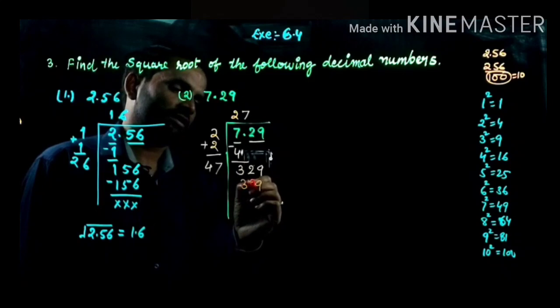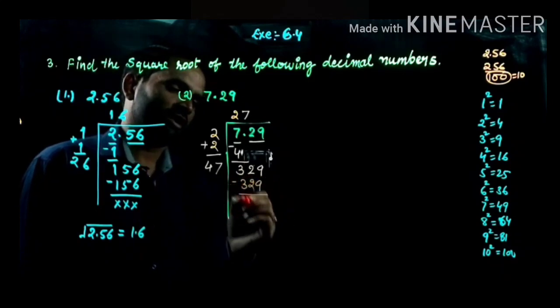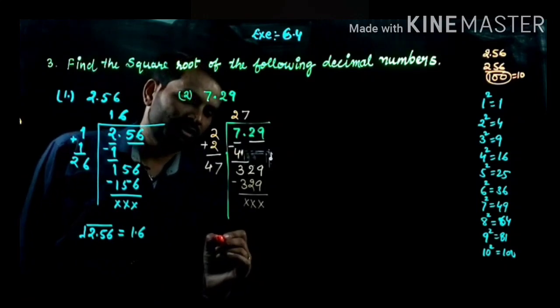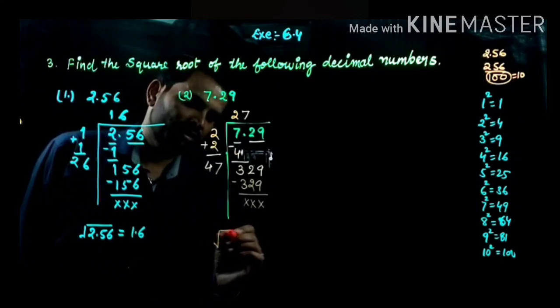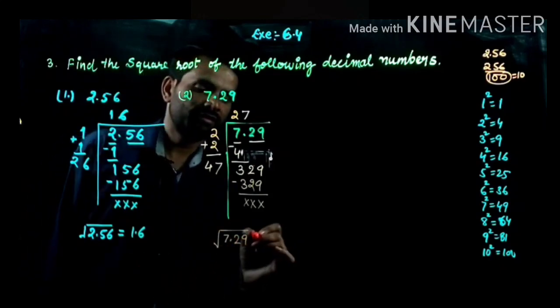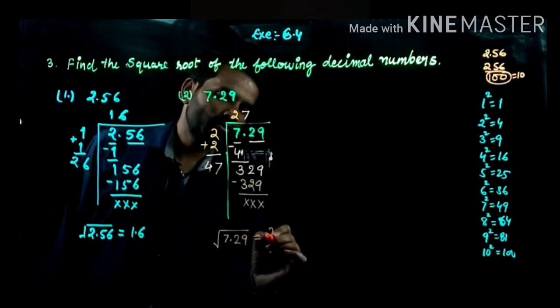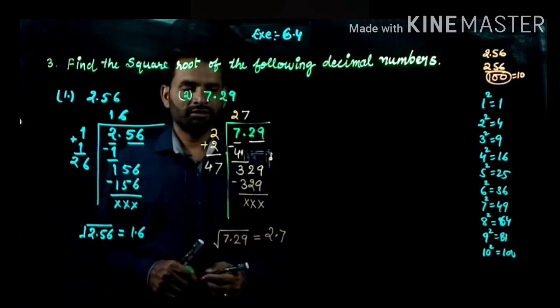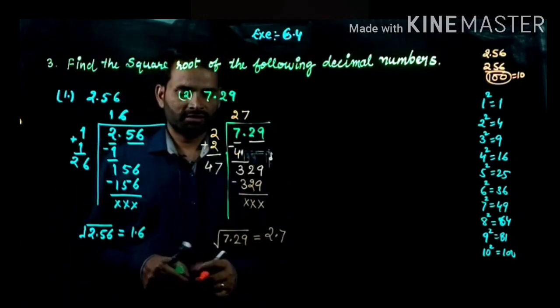Okay, it means you write the square root of 7.29 is equal to 2.7. Okay, 2.7.